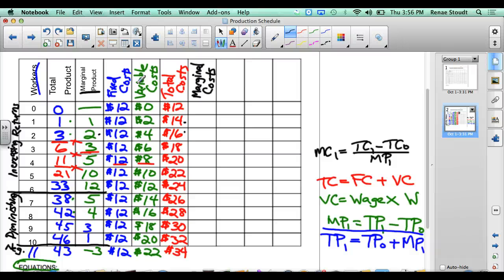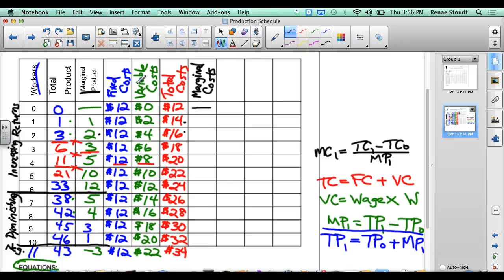So if we're starting with 0 workers, our marginal cost at 0 workers is undefined. We can't do it. It's just like when we did marginal product at 0 workers. We can't figure it out. We don't have any information. Okay? Remember, a line is different than a 0.